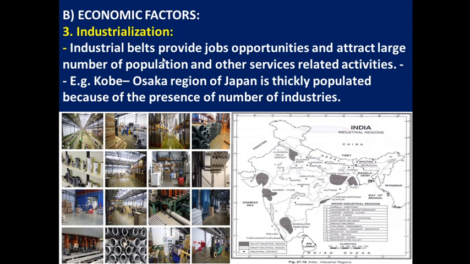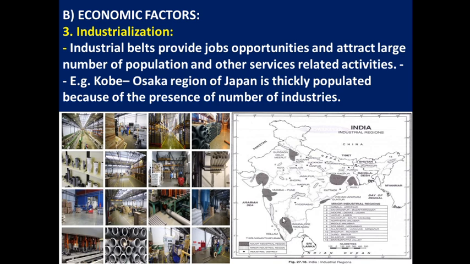So industrial belt. If we talk about India, we have 8 major industrial belts, 1, 2, 3, 4, 5, 6, 7, 8. These are the major industrial belts of India. In these industrial belts we have different industries. We have agro based industries, mineral based industries, chemical based industries, and different IT based industries also. So these are the industrial belts.